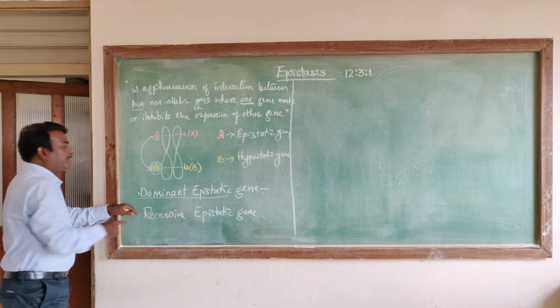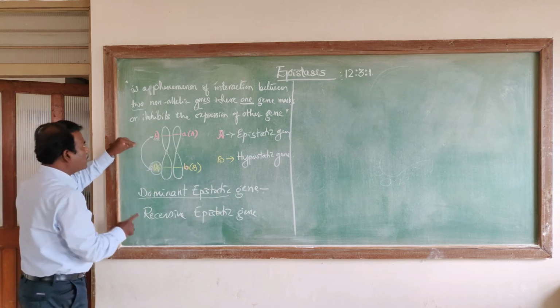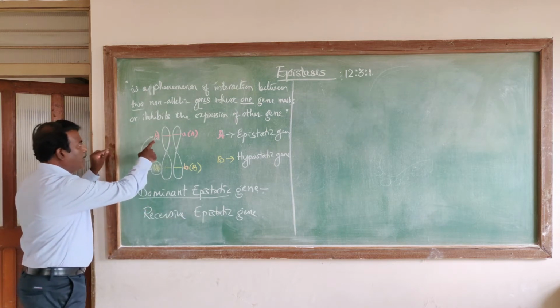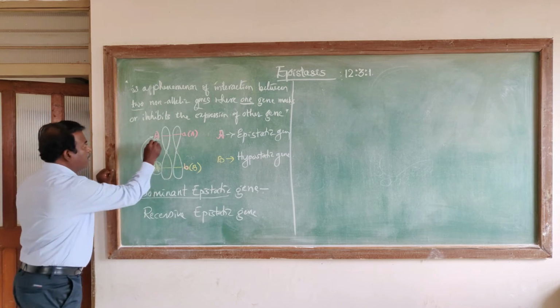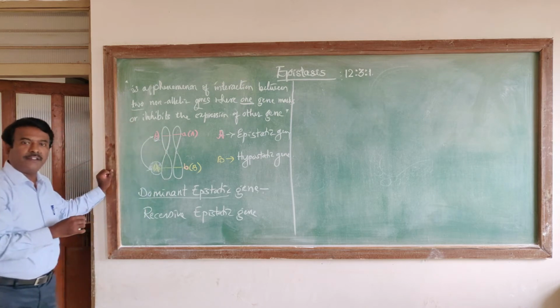Recessive epistatic gene is an epistatic gene where its one allele, I mean one or both, are in recessive state.